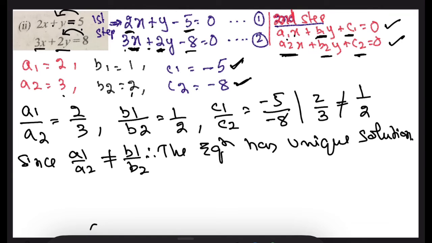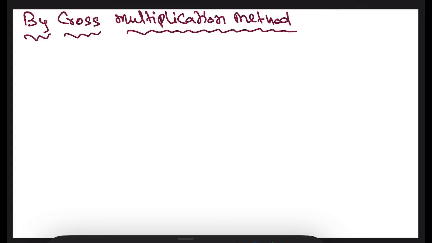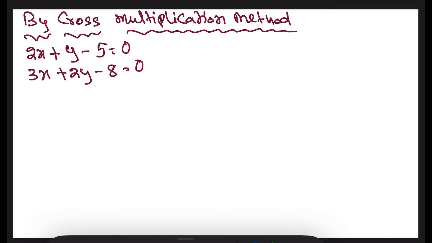Now in the exam, what did the question say? If it is a unique solution, then you have to do it by cross multiplication to find the value of x and y. Let's do it in cross multiplication. We know what the cross multiplication method is. First we have to convert the equation into standard form: 2x plus y minus 5 equals to 0, 3x plus 2y minus 8 equals to 0. Okay, this is standard form. Now we shall compare with a1x plus b1y plus c1 equals to 0.